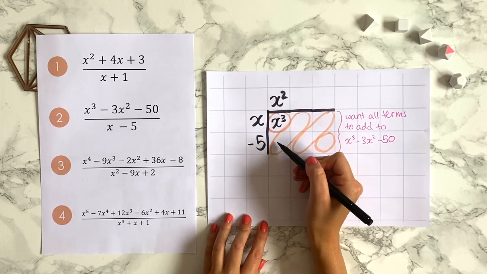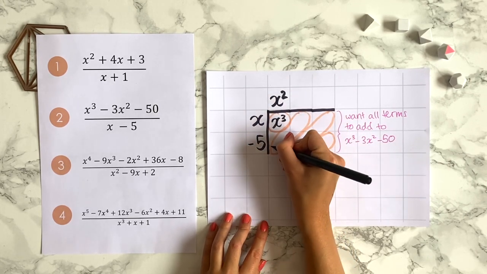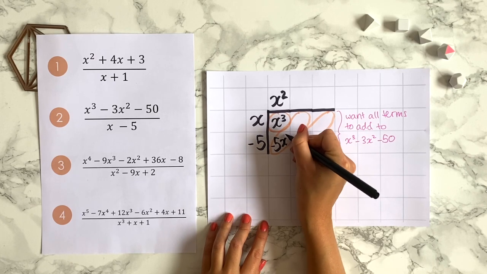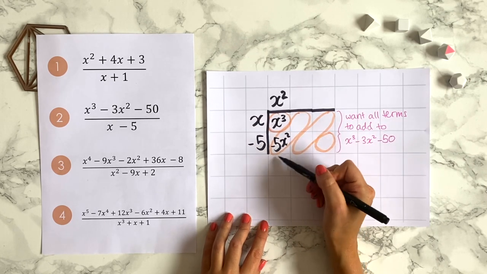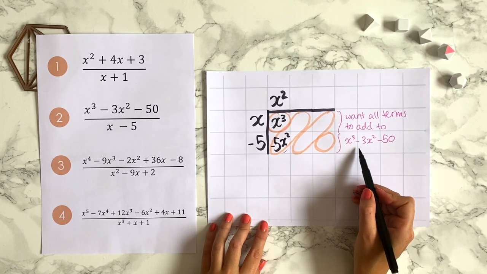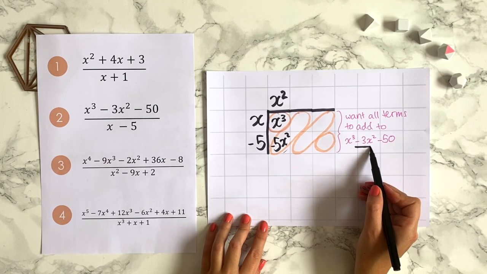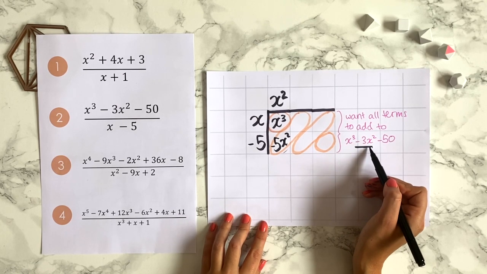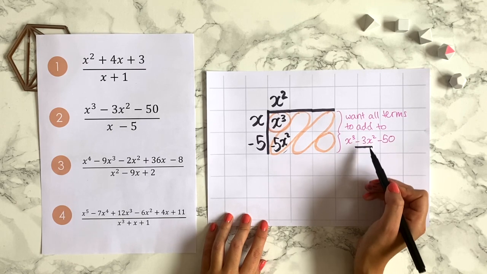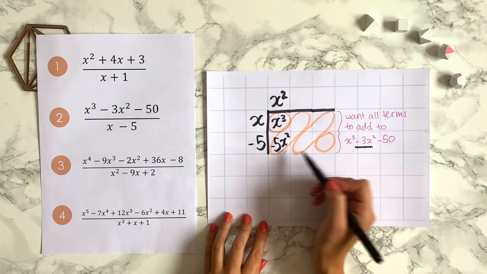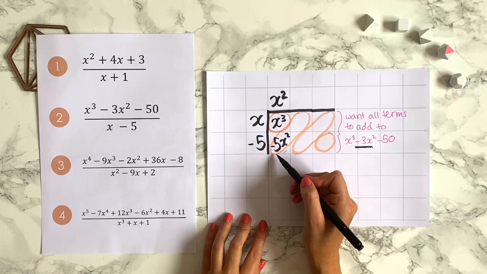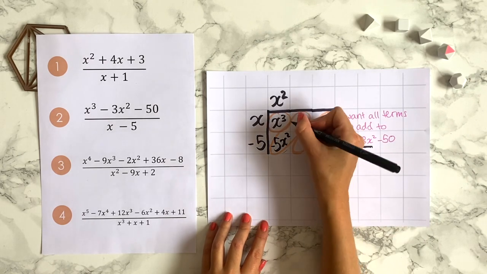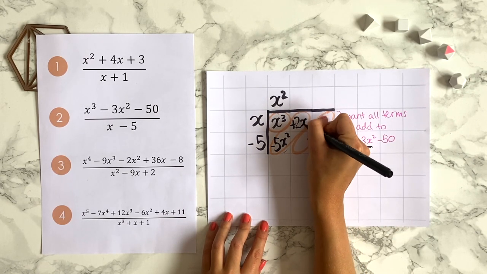Then we can fill in this space here. Minus 5 times x squared is minus 5x squared. Now we need this second bubble to add up to the second biggest term, which is the minus 3x squared. So remember to look carefully whether it's a plus or a minus in front of the term. So we want minus 3x squared in this bubble. To get to minus 3x squared from minus 5x squared, we need to add 2x squared.